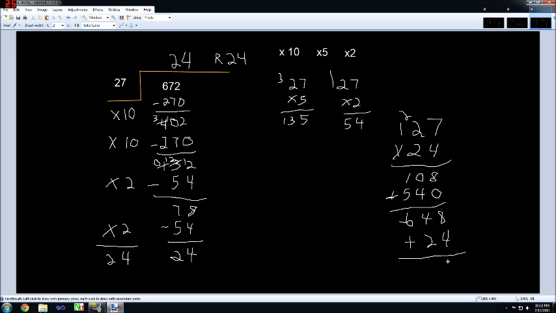So 8 plus 4 is 12. We put the 2 down, carry the 1. 1 plus 4 is 5. 5 plus 2 is 7. And then we have, bring down the 6. So our answer is correct. 672 divided by 27 is 24, remainder 24.